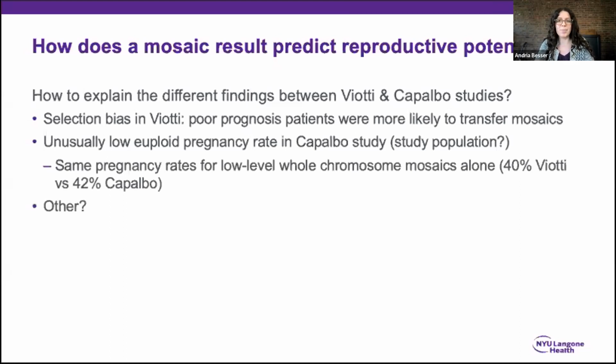Other explanations, sort of hard to know. There were slightly different NGS platforms that were used. But overall, I think this shows that there's still some debate about whether certain types of mosaic results are truly different from euploid results in terms of their impact on an embryo's reproductive potential.